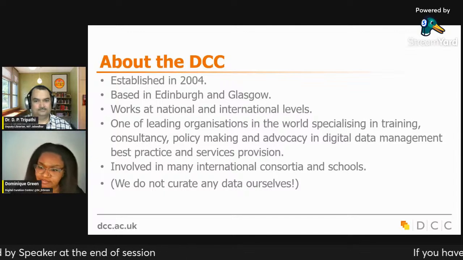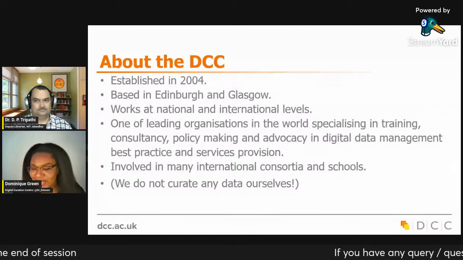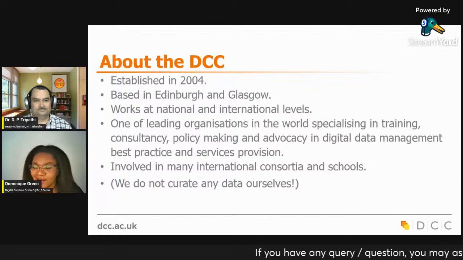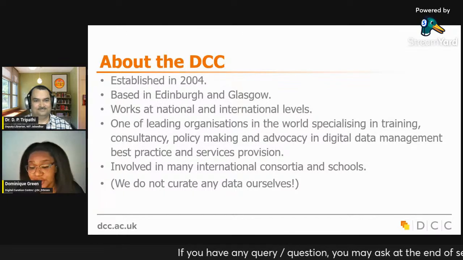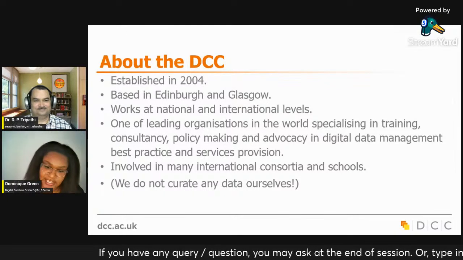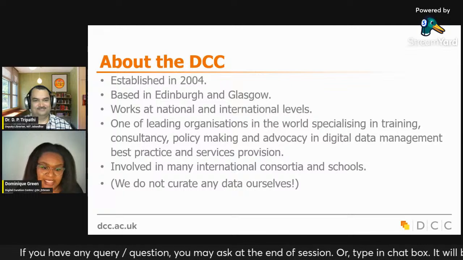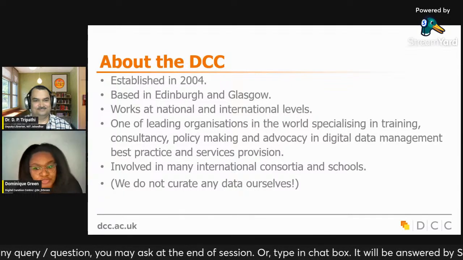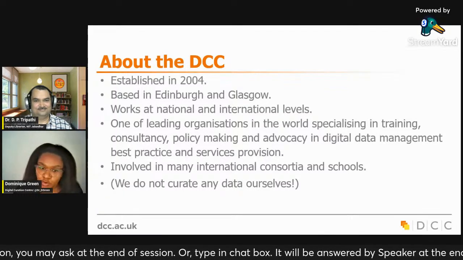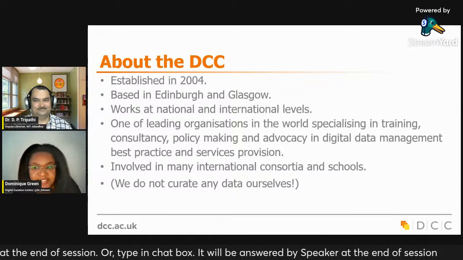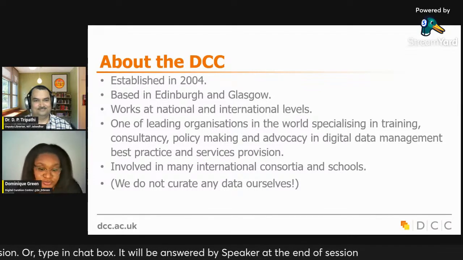data management. One thing I would like to point out is that although we are called the Digital Curation Centre, we don't curate any data ourselves. And what that means is that we ourselves don't go through the process of creating and organizing and maintaining data sets that can be accessed for later use.